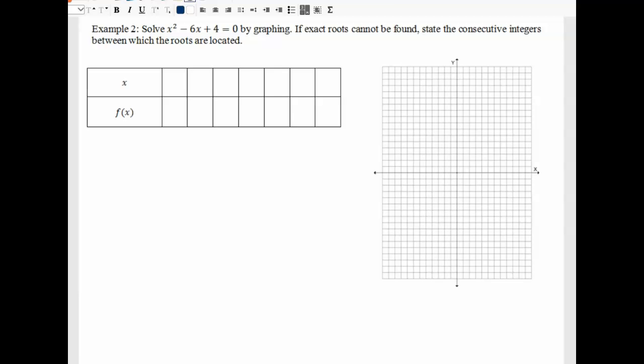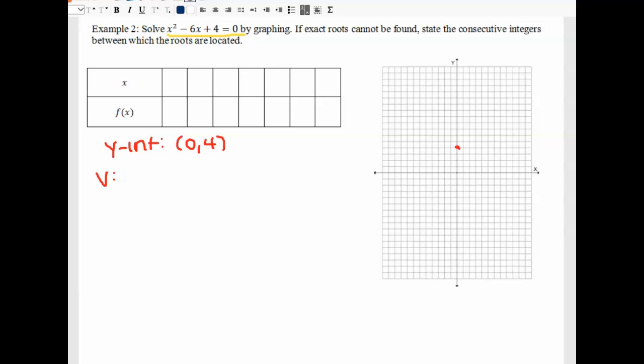This time we are given an equation, so we can find the roots using our given equation by making our table. So we're going to find all of our key points again. So we want to know, okay, what's the y-intercept? So I know on my graph I have the point (0, 4). All right, what's my vertex?